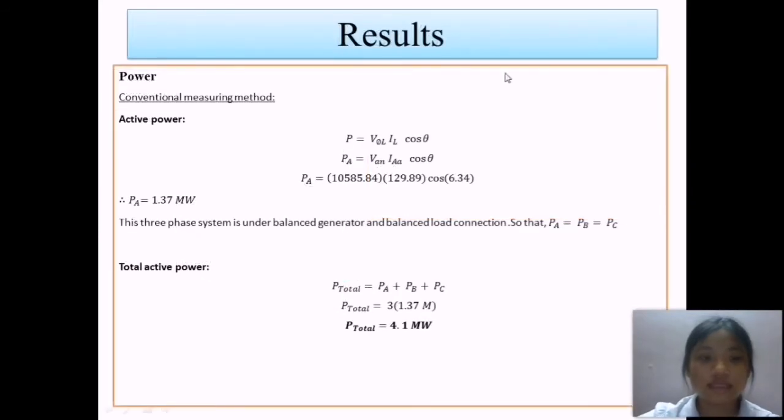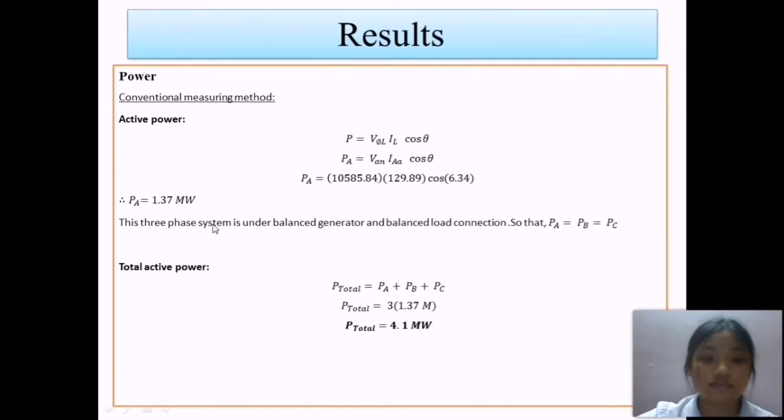Next is about the result of calculated power. The power has two methods. The first is the conventional measuring method. The active power uses the formula P equal to V phase L times IL times cos delta. So how to find PA? PA is equal to VAN times IAA times cos delta, which gives a value like this. So PA is equal to 1.37 megawatts.